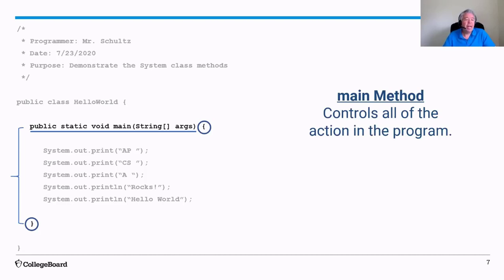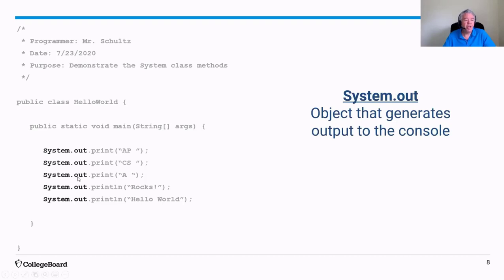All right, so let's talk about ours specifically. The first thing we're going to talk about is the System.out object. Java is an object-oriented programming language, which means that we can create objects that specialize in doing specific things. And in this case, the job of System.out is to display output to the console.